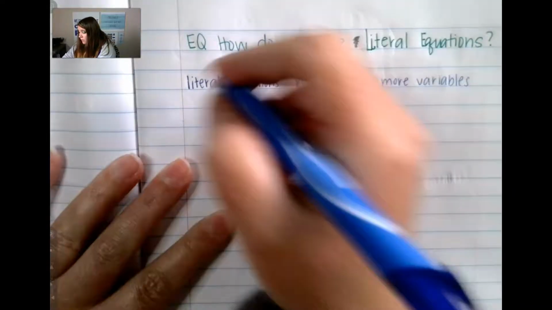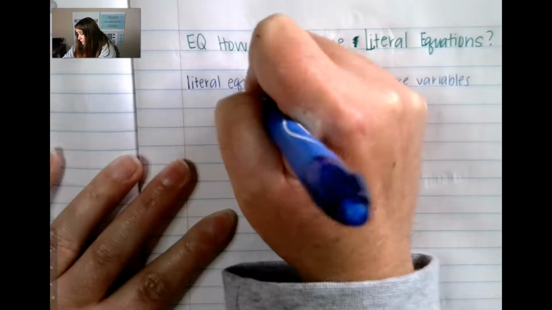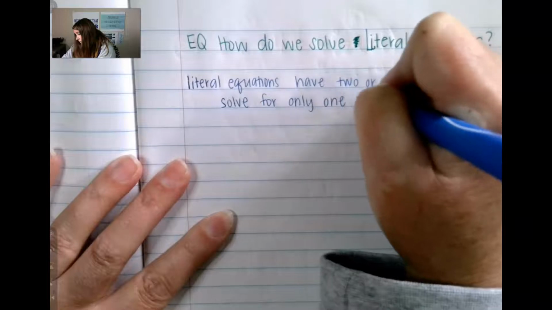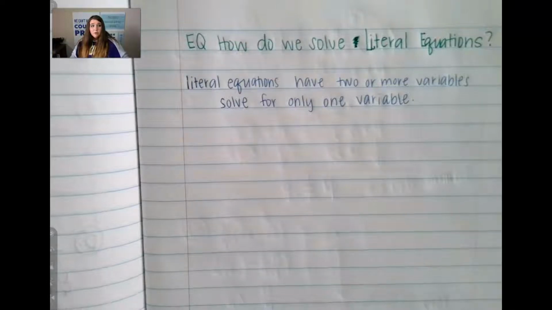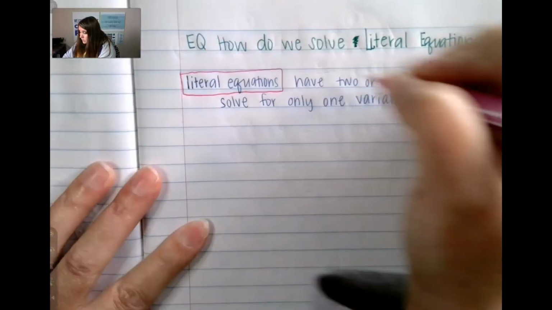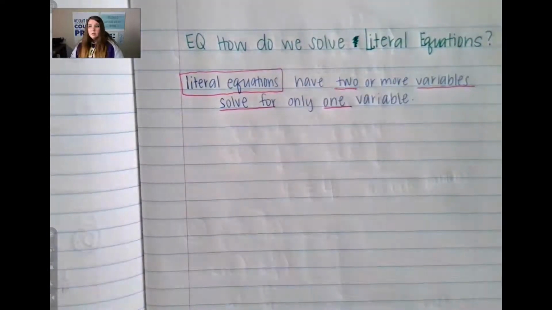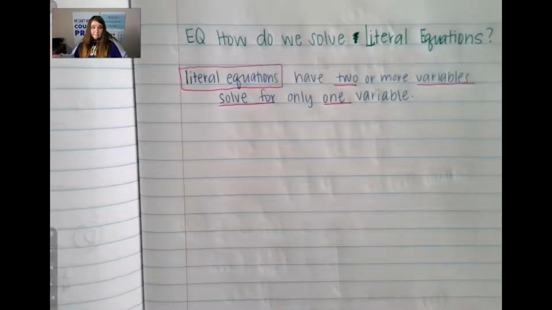Okay, so they have two or more variables, but we solve for just one. All right, so literal equations have two or more variables, and we solve for one variable. All right, so what does this look like and what does this actually mean? So let's take a look at an example.